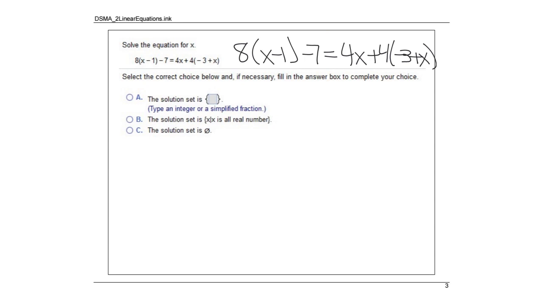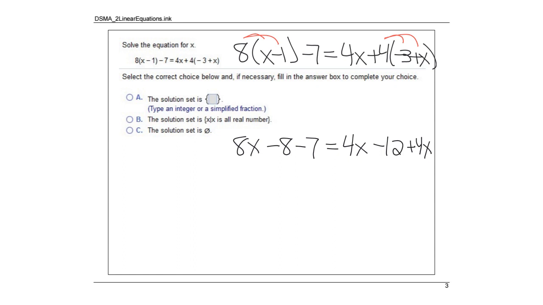Okay, so let's clean up this one. We've got a distributive property to take care of. So we have 8 times x and 8 times negative 1. And then we also have a minus 7 there, but that's not multiplied because it's outside of the parentheses. Then we have 4 times negative 3 and 4 times x. Ooh, that's out of order. That's kind of strange. So 4 times negative 3 gives me negative 12. 4 times x is 4x.